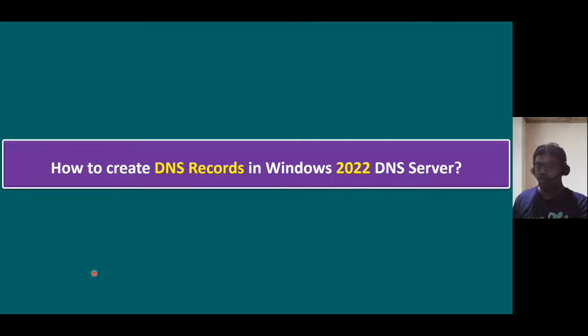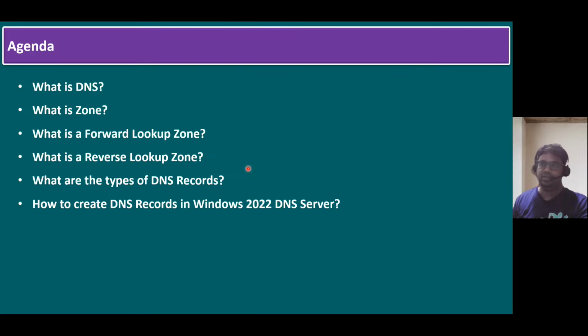In this session, I'm going to talk about how to create DNS records in Windows 2022 DNS Server. Before creating a DNS record, we have to understand some basic points. So here is the agenda. Let's understand what is DNS, what is a zone, what is a forward lookup zone, what is a reverse lookup zone, what are the types of DNS records, and how to create DNS records in Windows 2022 DNS Server. Okay, so let's start with the first point.